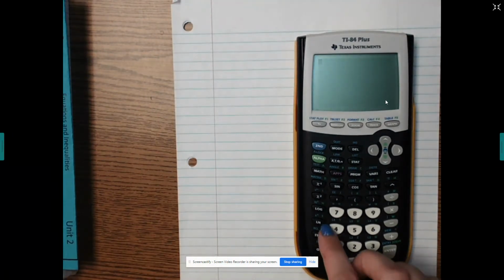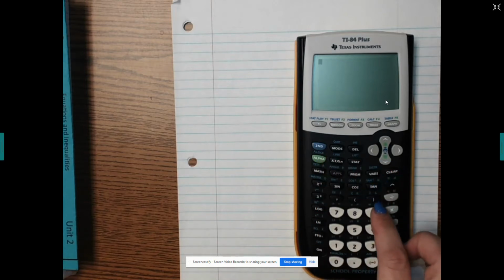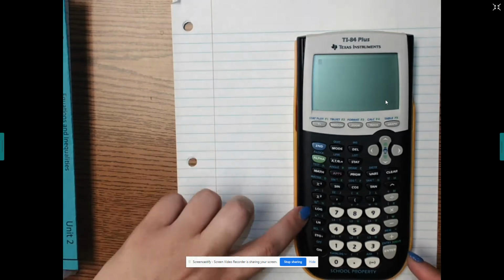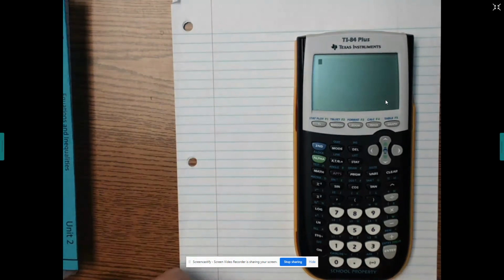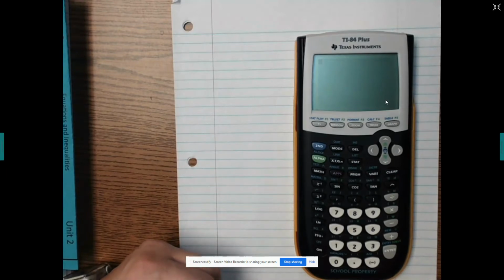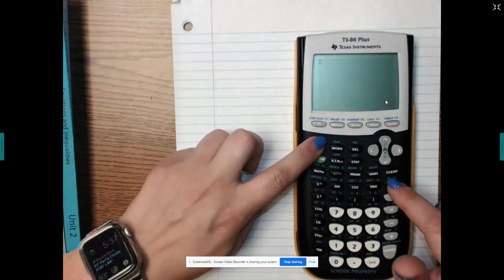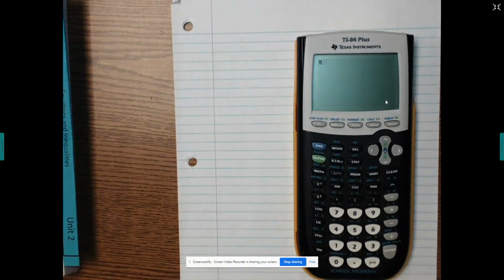Now everything that is in blue above the buttons, you have to push the second button first in order to make that button happen. So pi is one of the irrational numbers we talked about already. If you notice pi, it is the button right here above this up arrow. Okay, it's blue. So when I push second, let go, blue, the pi button pops up. It's 3.14, and it goes on and on. It's an irrational number. Okay. The pi button is important for you to know.